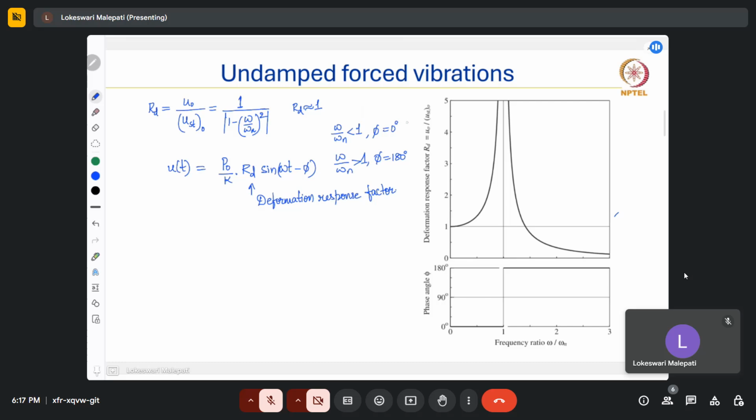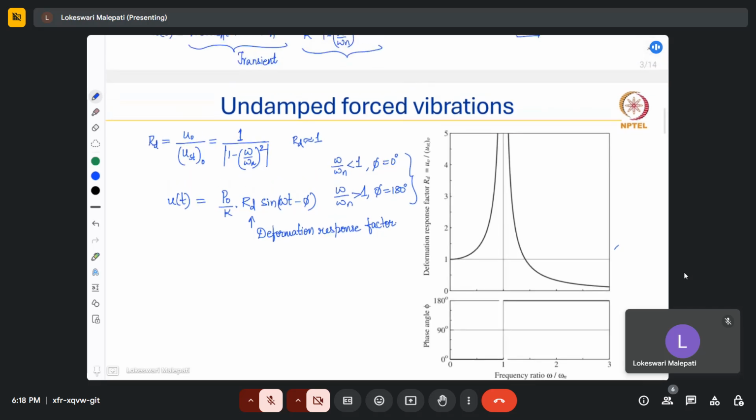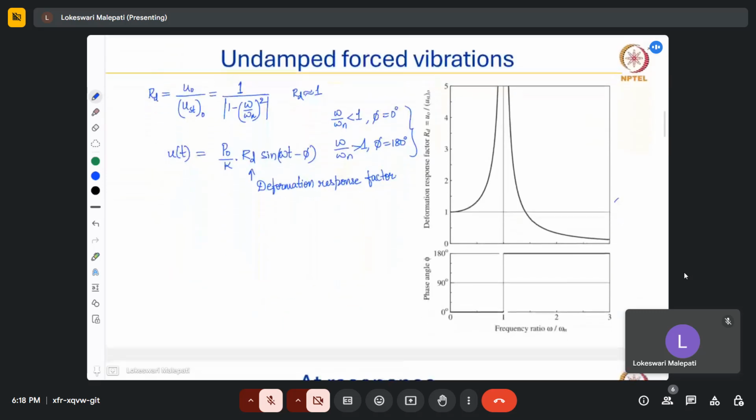So it has some physical significance. When omega by omega n is less than 1, the force and the direction of the displacement will be in the same direction. So if the force is acting towards the right, the body also will be displacing towards the right. Otherwise, when the phase angle is 180 degrees, if you are applying force towards the right, the body will displace towards the left. That's what it means. So this is what happens when omega is not equal to omega n.